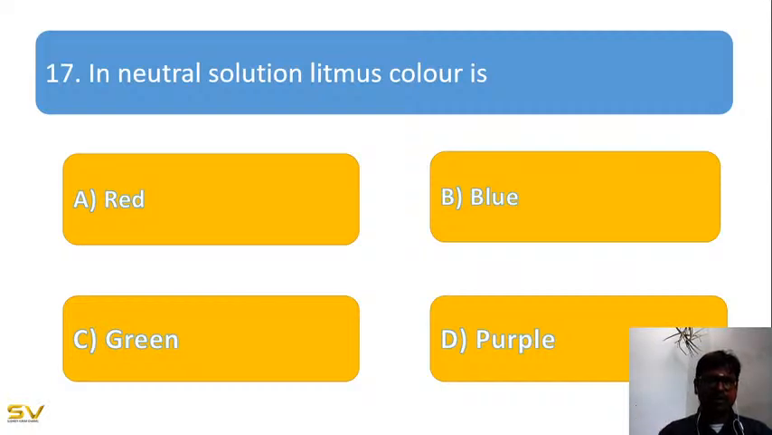It comes under natural indicator. So this litmus paper, colored petals of flowers, red cabbage, and this turmeric solution, all will come under this one only, natural indicators.